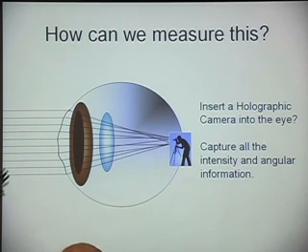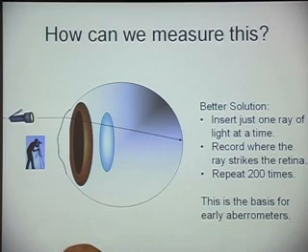We could take a holographic sensor and jam it in the back of someone's eyeball when they were looking at a point source of light and measure everything. That's objectionable for a couple of reasons. Here's a better solution, and in fact, something that people tried a number of times.